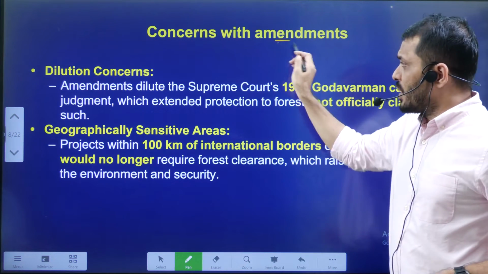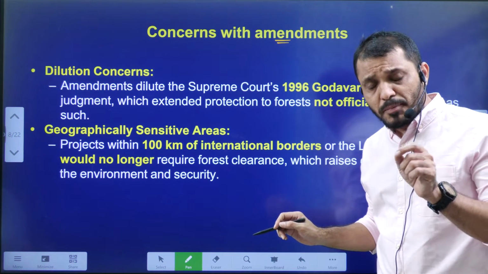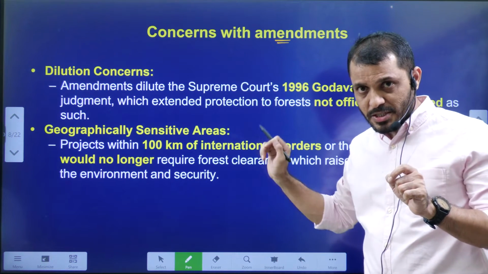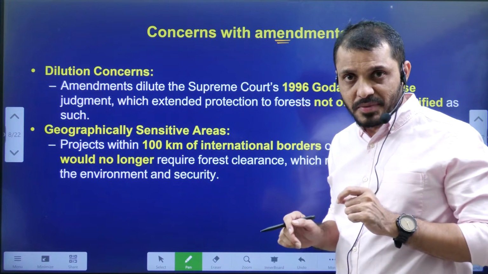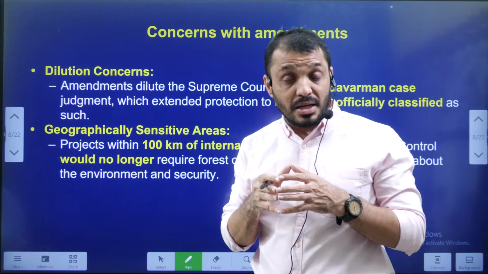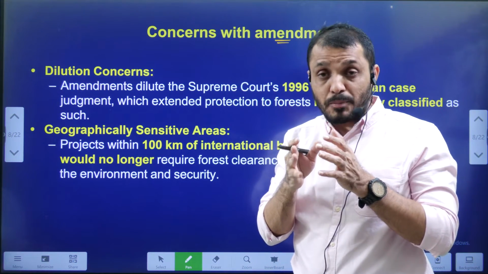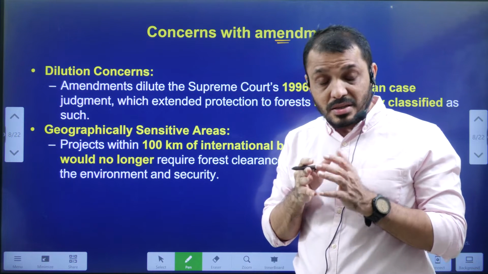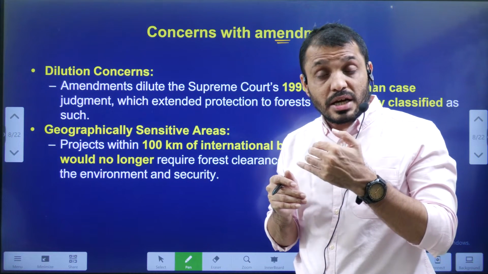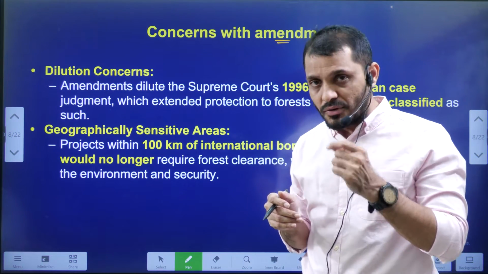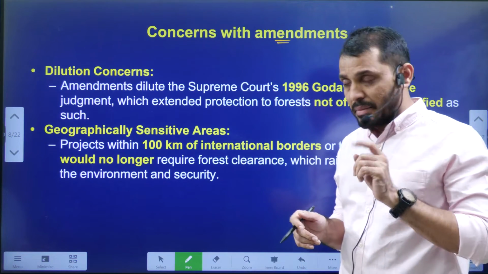Next, why are people concerned? People are concerned about the following aspects. Environmentalists are claiming that the Forest Conservation Amendment Bill is diluting the protection given to forest. That means it allows the conversion of forest land to non-forest purpose. This is one of the main concerns.